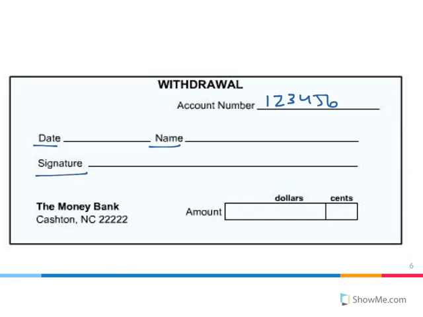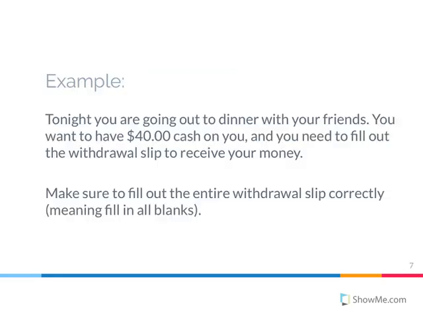And then the reason why they want your signature is because you are taking money out, so they're going to match that your signature matches the one that you have on file for that bank. Again, they will have the bank that you are taking money out of printed on their withdrawal slips. And then here you're going to put your dollar amount again, and then the number of cents that you would want to take out as well.